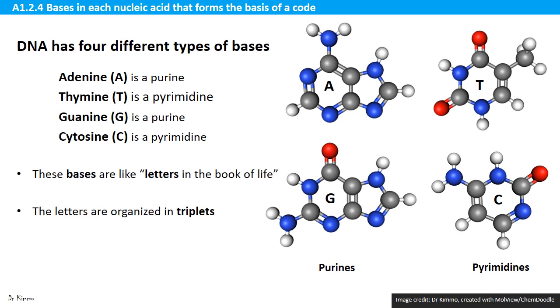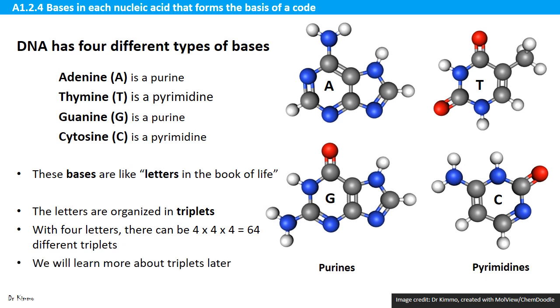And these bases are like the letters in the book of life. They are organized in triplets. So it's a bit like a 3-letter word, triplet. With 4 letters, there can be 4 times 4 times 4. That's 64 different triplets. So 64 different 3-letter words. We will learn more about triplets later.